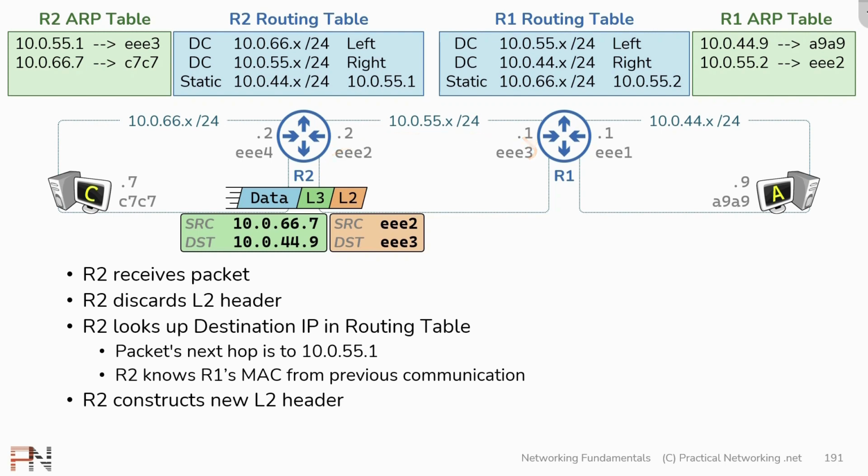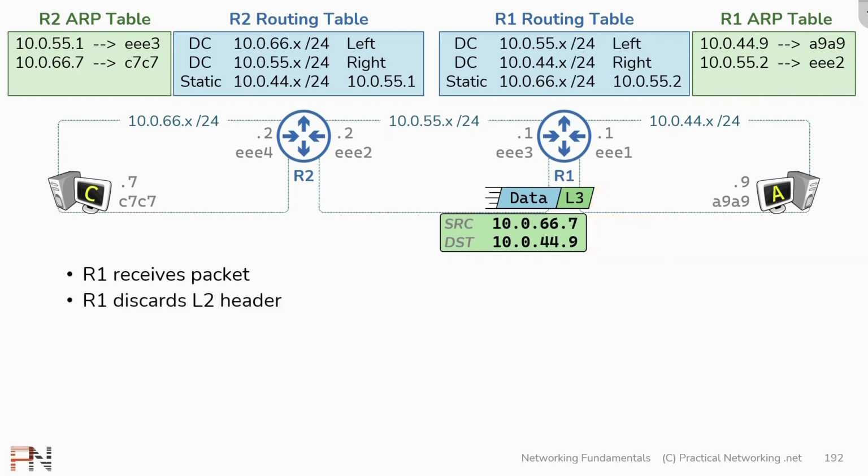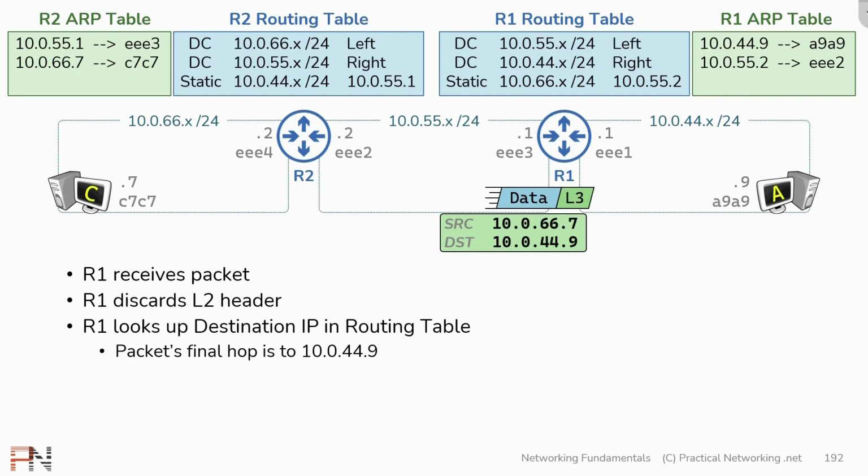So with that layer 2 header created, router 2 can now send the packet to router 1. Once it arrives to router 1, again, router 1 will discard the layer 2 header and then look up the destination IP address in its routing table. It'll find a match for this route right here, which tells router 1 that this particular packet needs to be delivered out the right interface to its final hop.